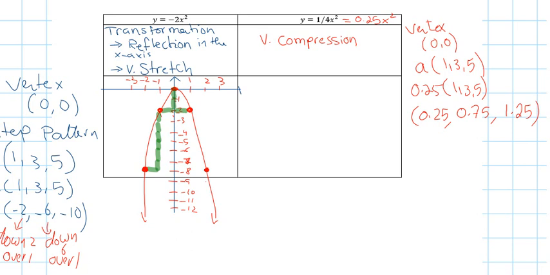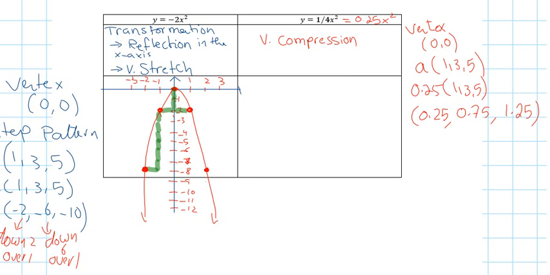So that tells me that I have to go up by how much? 0.25 and over 1, right? Then I have to go up by 0.75 and over 1. Then I have to go up by 1.25 and over 1.